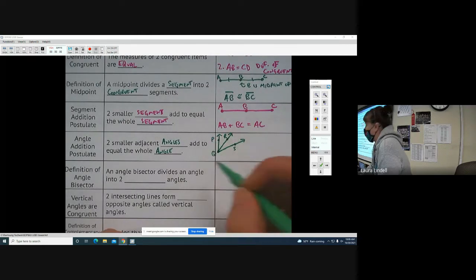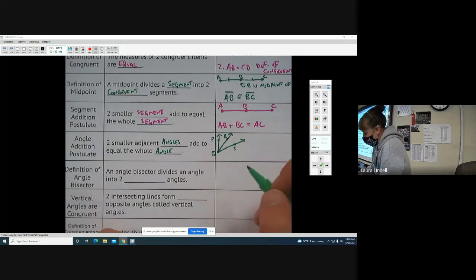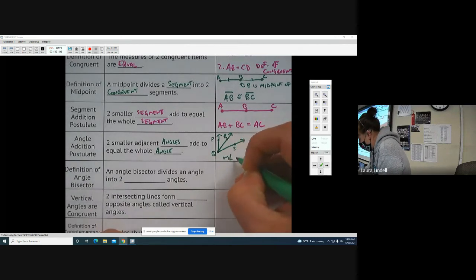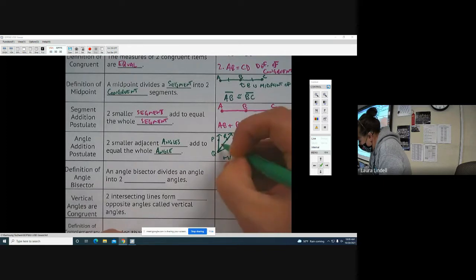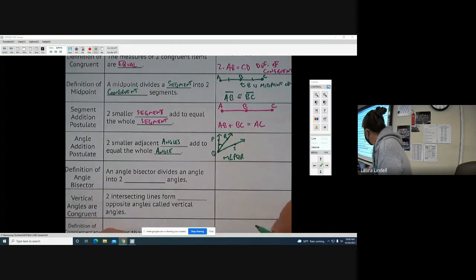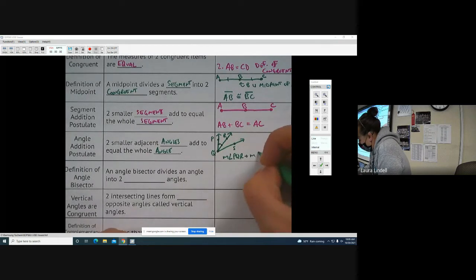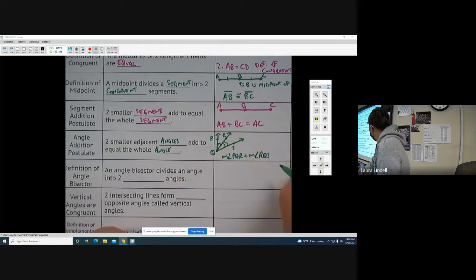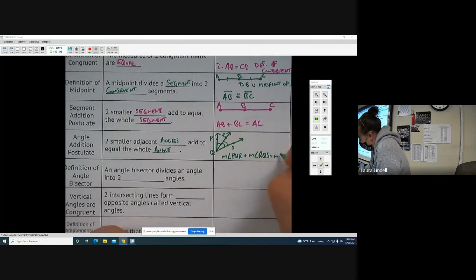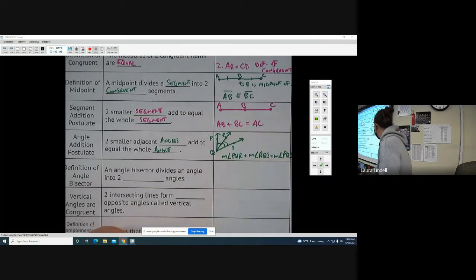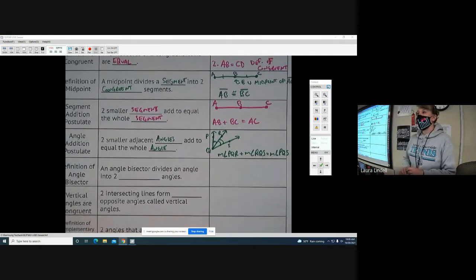If we have a picture like this with adjacent angles, we can say the measure of angle PQR, this one right here, one of the small ones, plus the measure of angle RQS, the other small one, is equal to the measure of the whole thing, PQS. So PQS being the whole thing. So anytime we see a picture like this and a statement like this in our proof, the reason is going to be angle addition postulate.